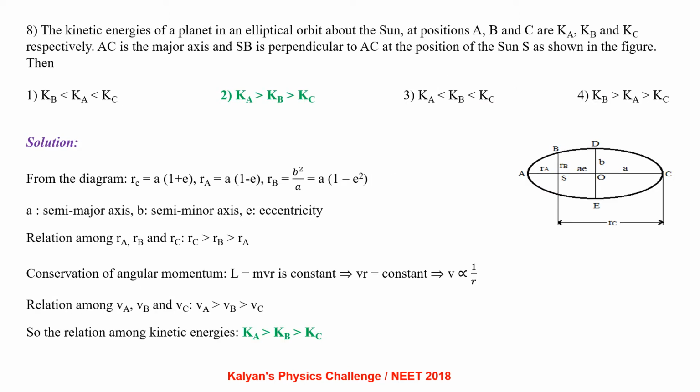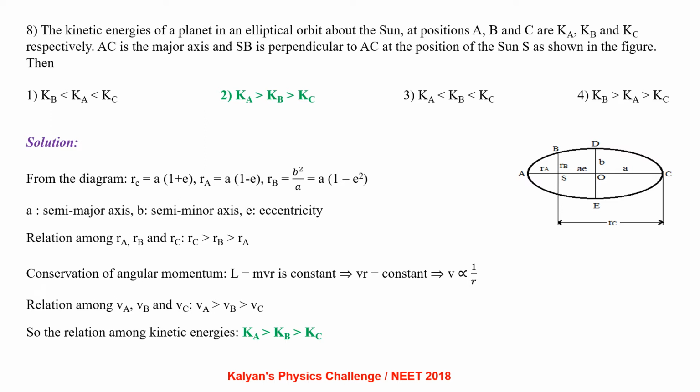The kinetic energies of a planet in an elliptical orbit about Sun at positions A, B and C are Ka, Kb and Kc respectively. AC is the major axis, SB is the perpendicular to AC at the position of Sun S as shown in figure. Then, this bit involves a little bit of mathematics. See the diagram carefully, it is an ellipse.